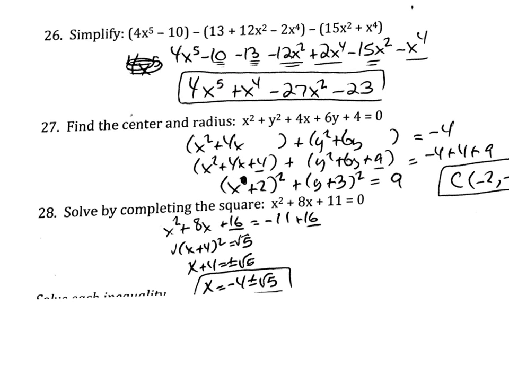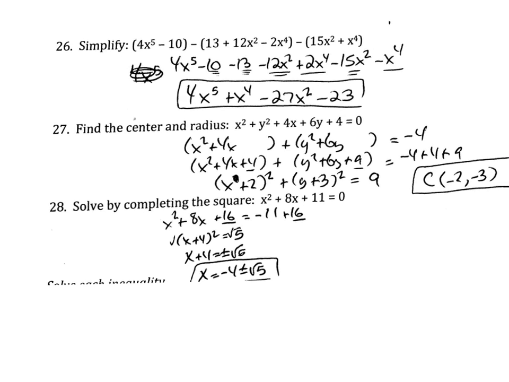27, find the center and radius of the circle. To do that, you have to complete the square 2 times. Put your x's in the same parentheses. Put your y's in the same parentheses. Leave some space. The 4 goes to the other side. Now, when you complete the square, you take half the middle. Half of 4 is 2. 2 squared is 4. Half of 6 is 3. 3 squared is 9. Don't forget to put that on both sides.